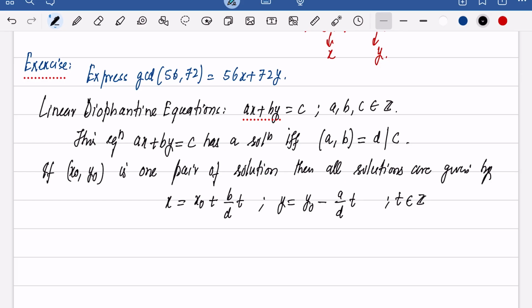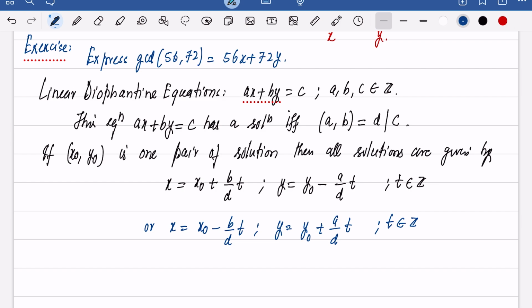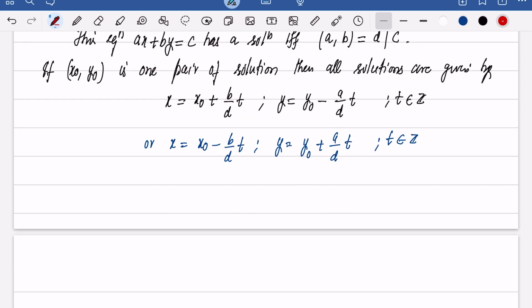Or we can also express the solution in this way: x is equal to x naught minus b by d into t, and y equal to y naught plus a by d into t. Again we have the same condition, t belongs to the set of integers. So actually we have to write plus in one expression and minus in the other expression, and it is our choice where we will choose this minus. And how do we find this initial solution x naught, y naught? We will take up that exercise later on.